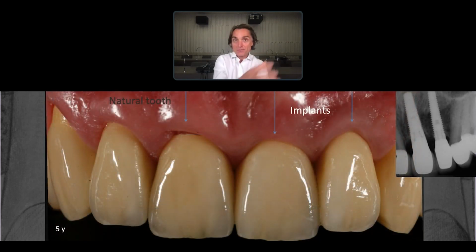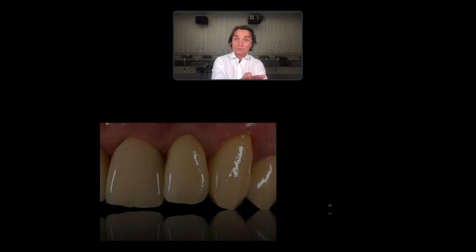And here we used 2 types of implants. One was a little bit like a tissue level type of design of implant. The other one was more like a bone level type of design of implant. It doesn't really matter, but we did it a long time ago. This is the 5-year follow-up on the case.